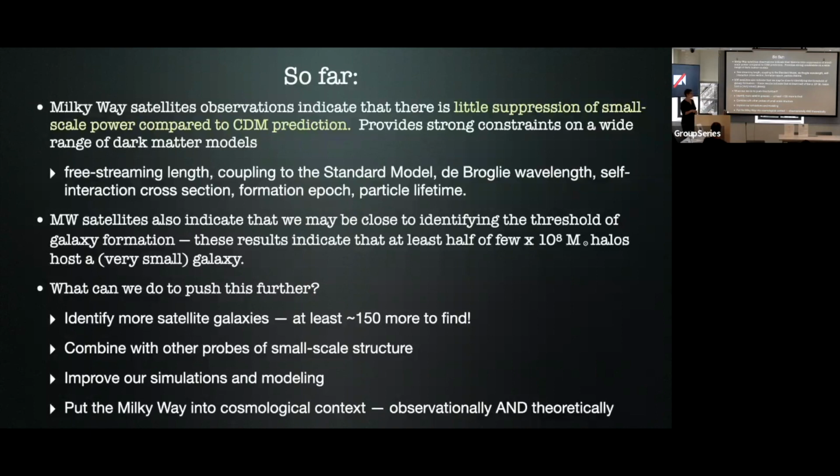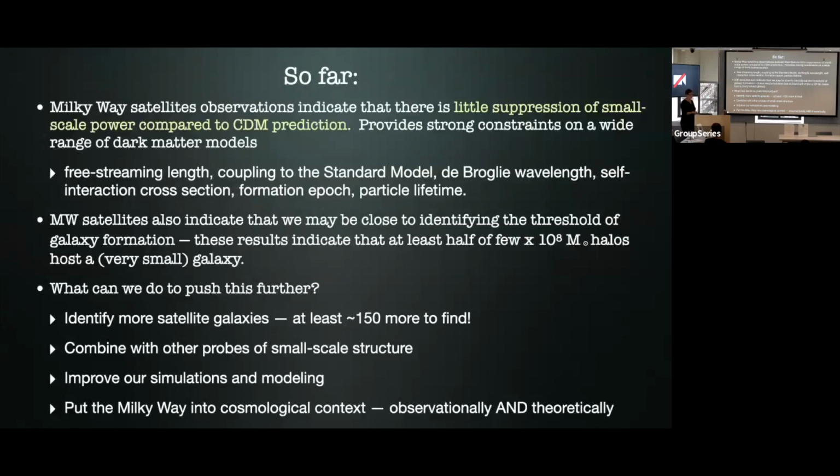So in order to push this further, what can we do? Well, first, we can identify more satellite galaxies, probably about 150 more. Actually, on the flight over here, I learned about 7 more that we think have been detected, which is really exciting, in that white area that just hadn't been looked at yet. So that's great. We can combine more with other probes of small scale structure. There's lots we can do to improve our simulations and modeling.